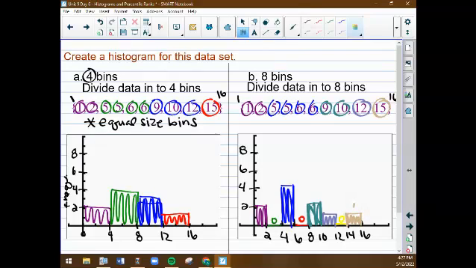Okay, so you can see how the distribution looks different depending on how many bins I have. For a more accurate measurement, I would have probably chosen 4 bins, because then I have fewer bins that are 0.